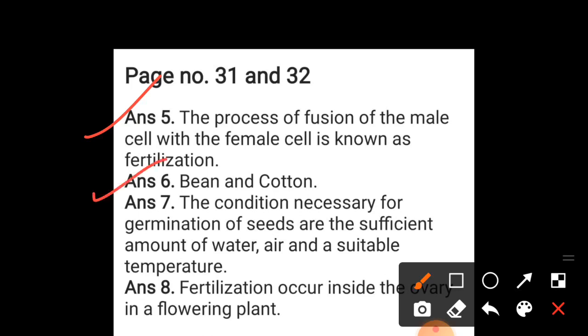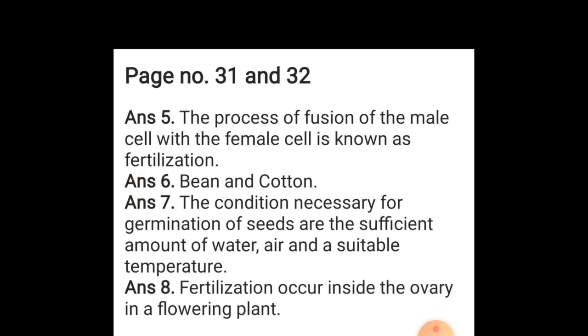Now come on, 7th question. It is on page number 32. What are the conditions necessary for the germination of seeds? So here is the answer. The conditions necessary for germination of seeds are a sufficient amount of water, air, and a suitable temperature. Now question number 8. Where does fertilization occur in a flowering plant? So fertilization occurs inside the ovary in a flowering plant. You can take a screenshot.